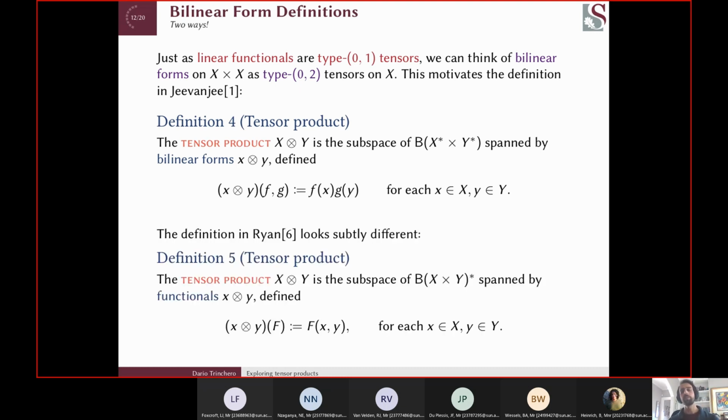But there's a different one in a different textbook. And there are actually a lot of definitions of tensor products, which is one of the frustrating things if you try to read about them, and part of my inspiration for this talk. There's a different definition in Ryan, which is instead of the bilinear forms on X star cross Y star, it's the linear functionals on bilinear forms. Now, I mean, maybe if you are mathematically mature enough, you might see this and think immediately, oh, well, that's obviously isomorphic. And well, yeah, they are.